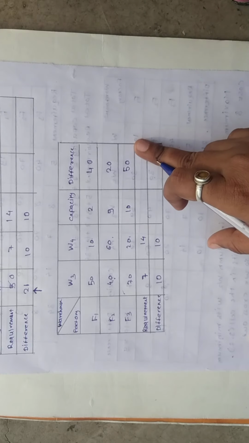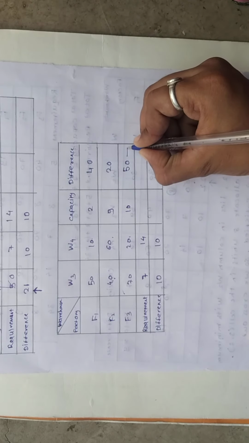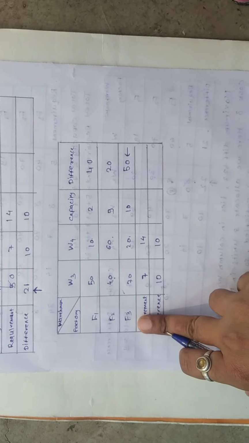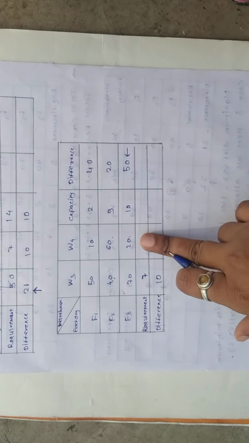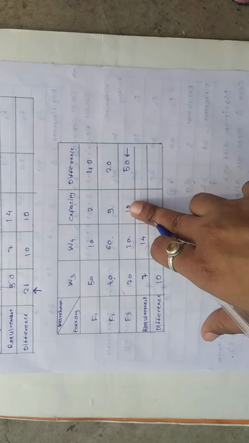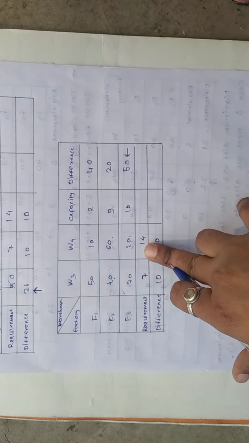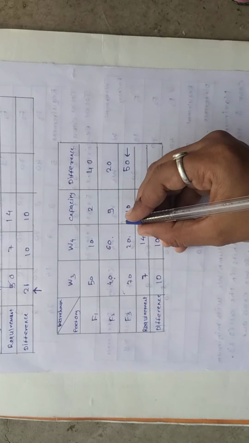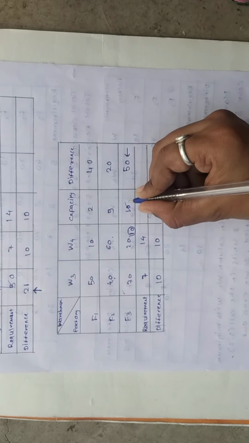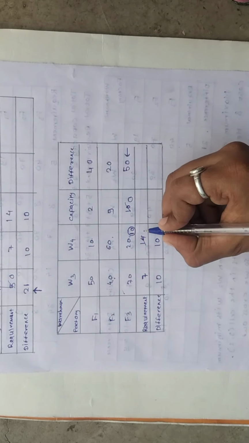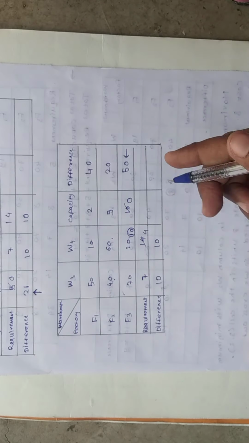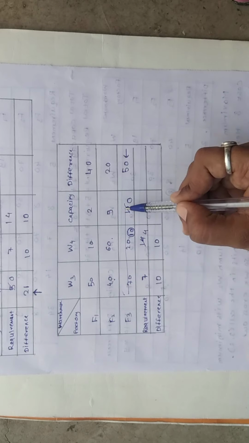Now the maximum difference is 50, which lies in row F3 with minimum cost 20. For 20, capacity is 10 and requirement is 14, so we allocate 10 here. 10 minus 10 is 0, and here 4. Here the capacity is satisfied, so we cross out this row.